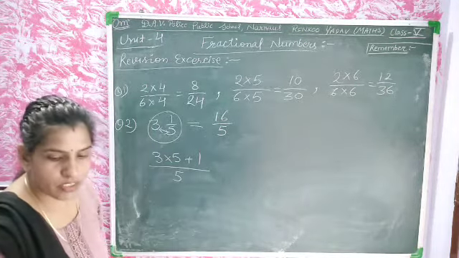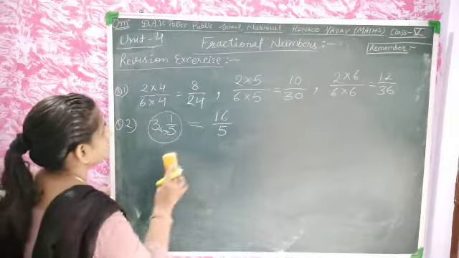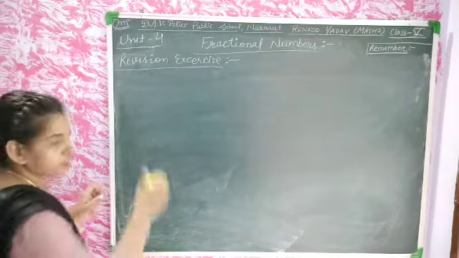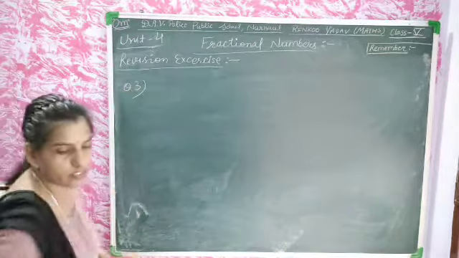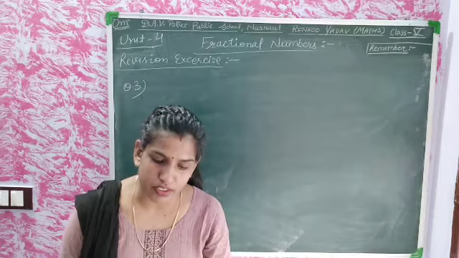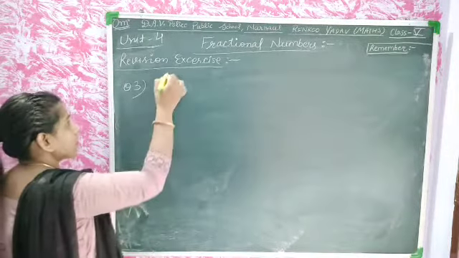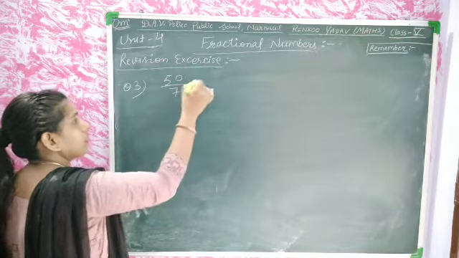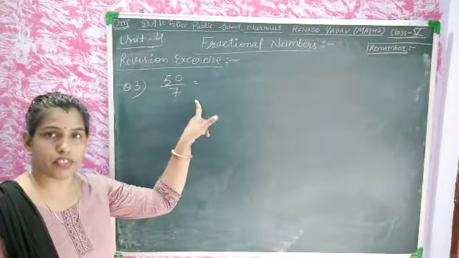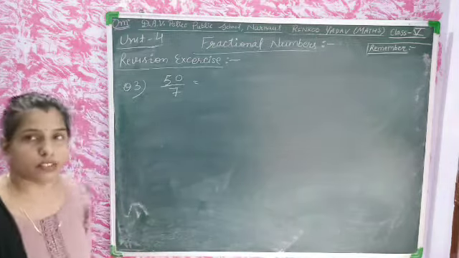Okay, students? Now we will go to question number 3. In question number 3, it is given: convert the following into mixed numbers. The first one is done for you. There is 50 by 7. There is given here an improper fraction, and we change it into a mixed number.